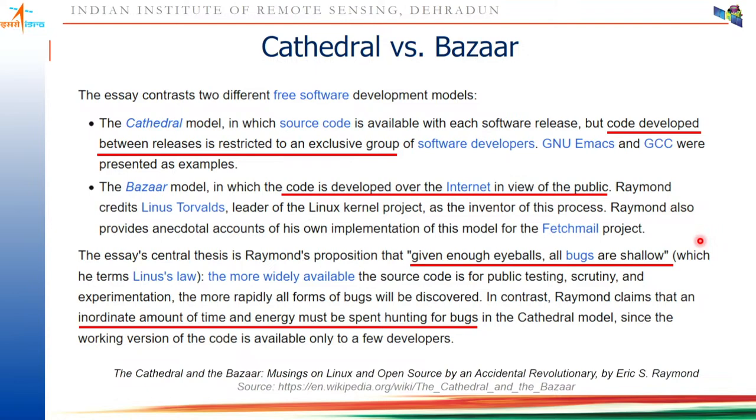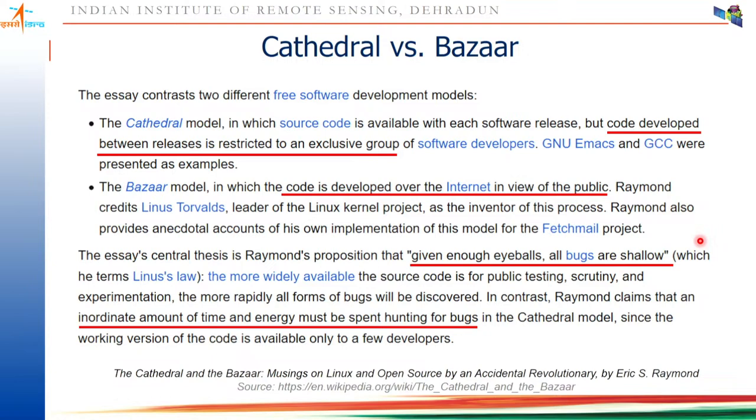The essay written by Raymond also says that given enough eyeballs, all bugs are shallow, which he terms as Linus's law. Basically it means that when you have more contributors or more users, any kind of issue or error becomes easy to catch and fix. Since the source code is available for public testing, scrutiny, and experimentation, all forms of bugs will be discovered.